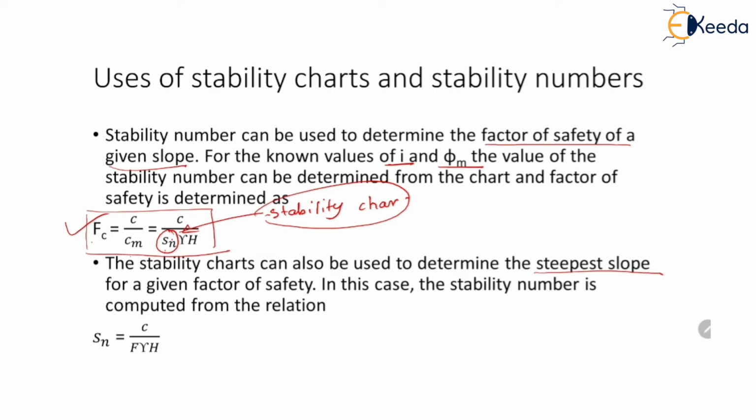The second use of stability chart is these can also be used to determine the steepest slope possible for a given factor of safety. In this case, the stability number is computed from the relation Sn equal to C upon F gamma h. So here in this case, value of factor of safety will be already predetermined and we can find the value of stability number.